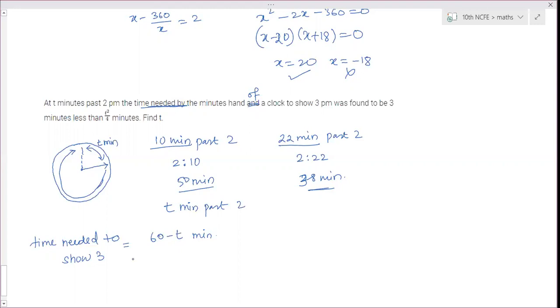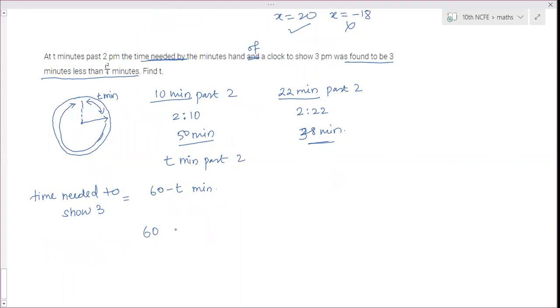Is it clear? Yes, ma'am. Now this is equal to 3 minutes less than t square by 4 minutes. This time is 3 less than t square by 4. Is it clear? Yes, ma'am. Now solve it.